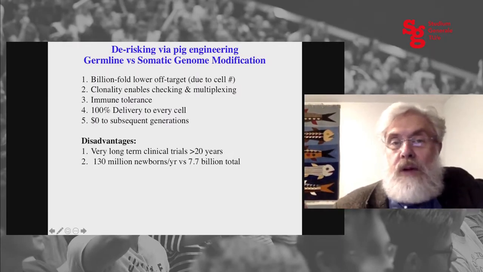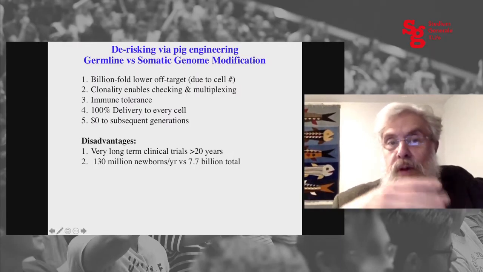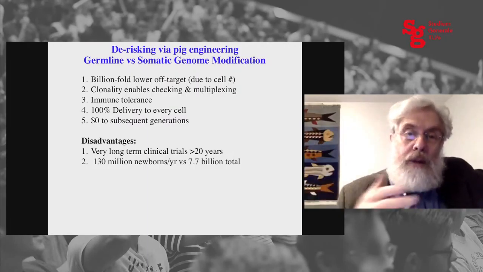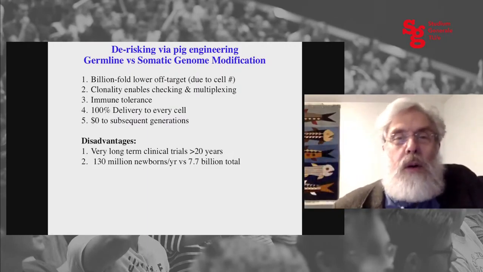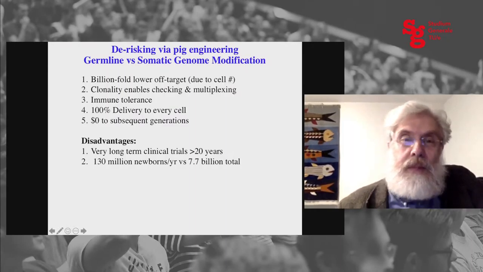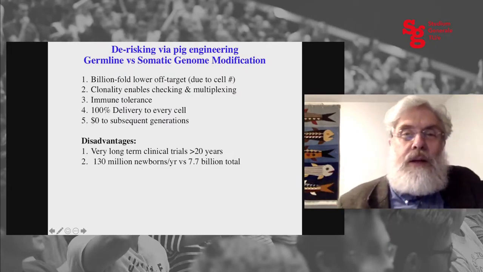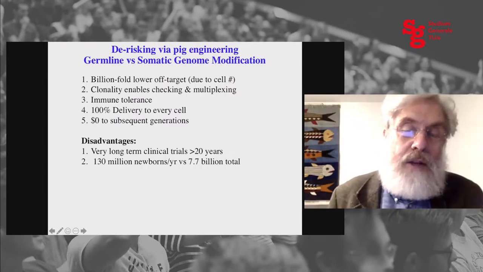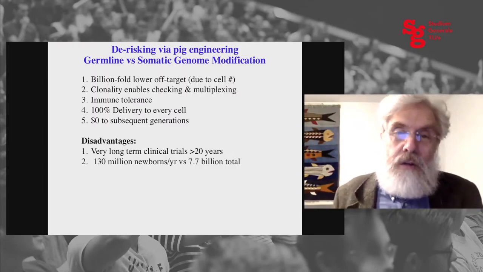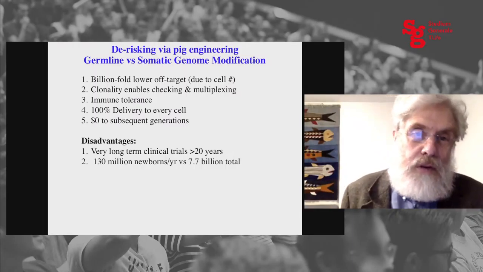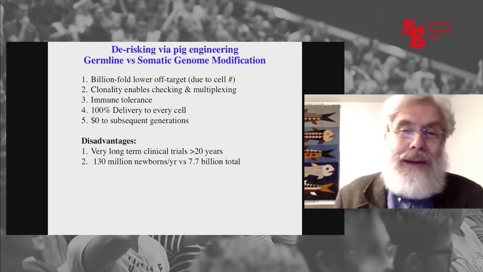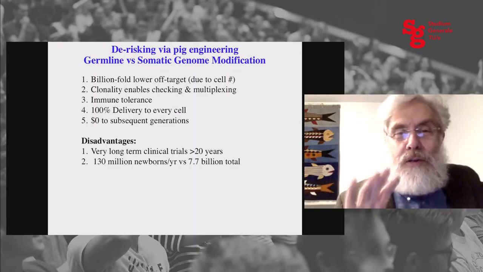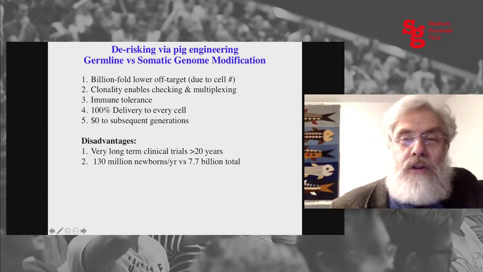Immune tolerance is nearly perfect because immune tolerance happens as you are born and soon thereafter. You get 100% delivery to every single cell in the body. This is a consequence of the germline delivery. And once you have it established as a breeding population, then it is essentially free for all subsequent generations, assuming you have the wherewithal to feed subsequent generations. The rest of it, all the technology, is free.